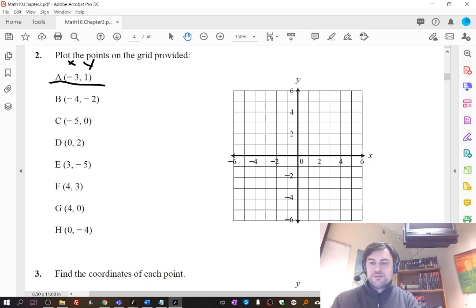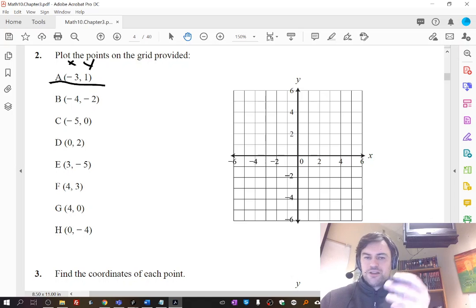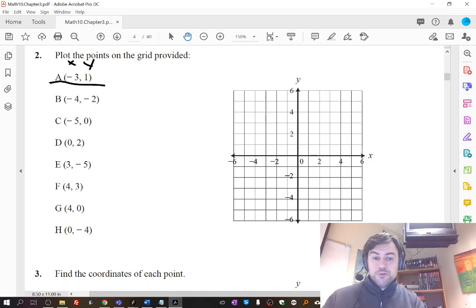So x is -3 and y is 1. So what I do is I'll first plot my x coordinate. I'll just draw this. You don't necessarily need to draw the lines as you do this, but I'll do it just to make sure I'm clear about what's happening.